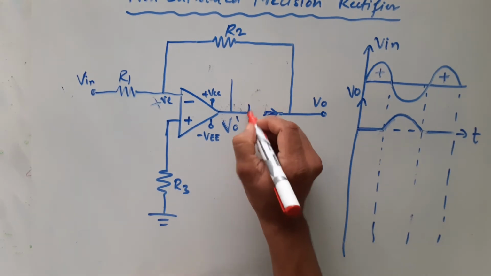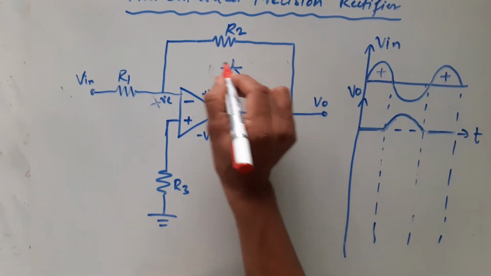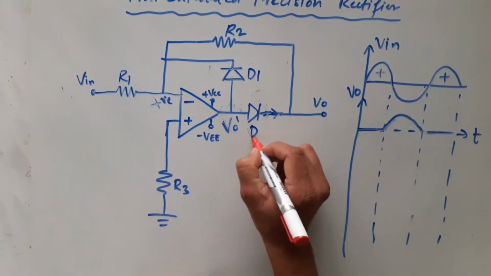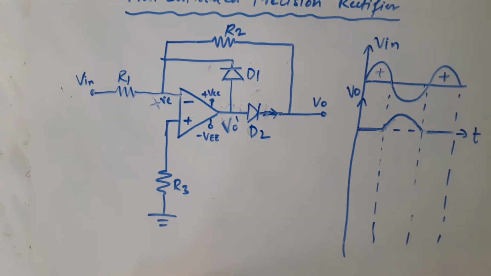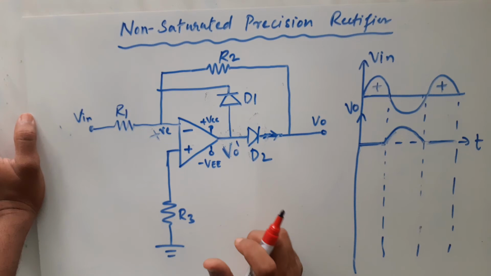this is your one resistor. We connect one diode here like this. Okay, so this is your D1, this is your D2. This is your complete circuit. Now it becomes a non-saturated precision rectifier.